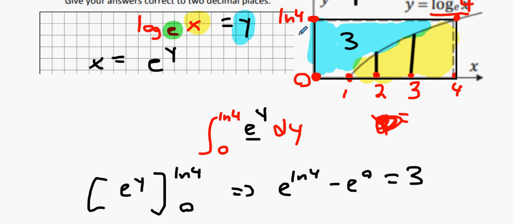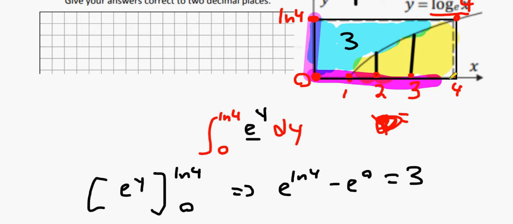Now, has anybody in the class know how to get the area of the rectangle itself? Length by width, isn't it? There's your length, there's your width. 4 times ln 4. We don't divide, it starts at 0. No. 1, 2, 3, 4. Length by width, or length by height, which is 4 times ln 4.